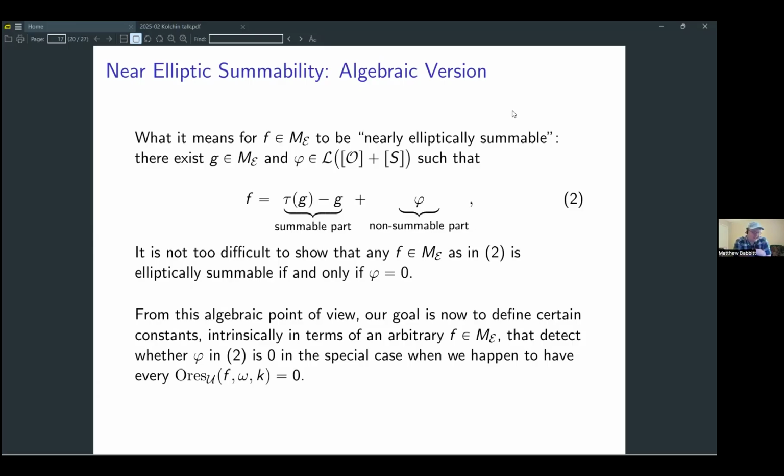And once again, it's not too hard to show that f is summable if and only if this remainder vanishes. So once again, our goal is to define certain constants that let us detect whenever this function phi vanishes. Okay, and we will need to define these once again in the case when the orbital residues don't necessarily vanish, right?